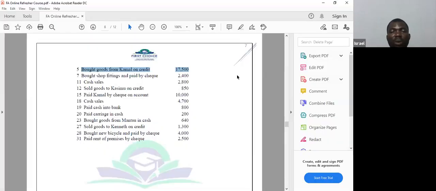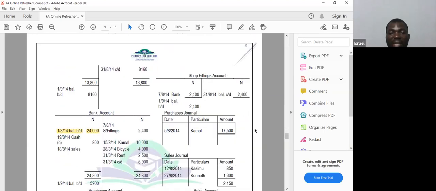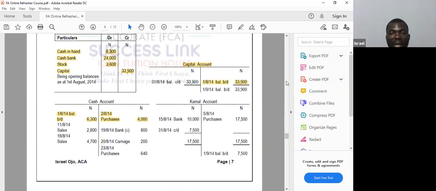They are used to record credit transactions. So you are not going to record that transaction in the purchase account. You are going to record it under the purchase day book. So you come back here and say, okay, I purchased an item on credit.